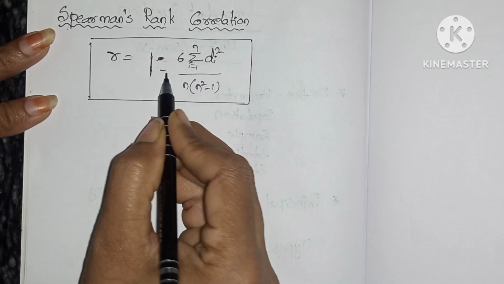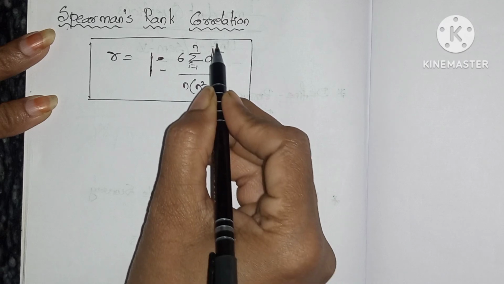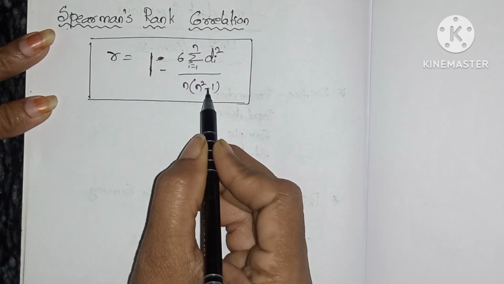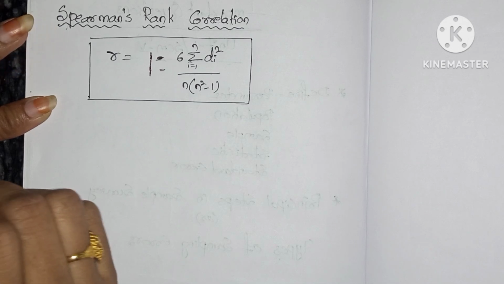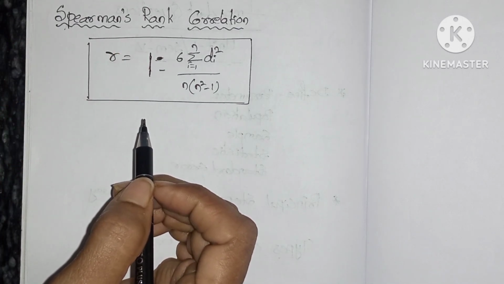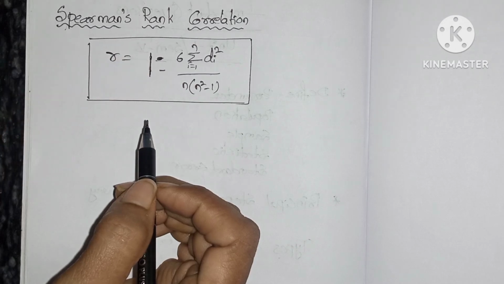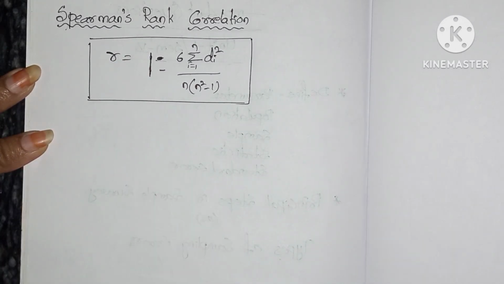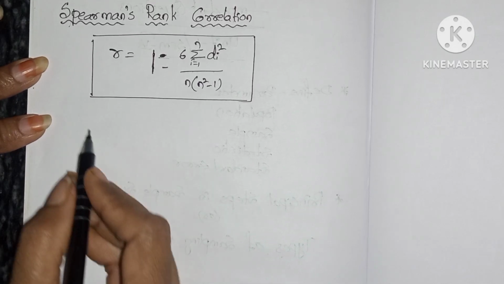1 minus, that means first you have to simplify this, and after getting this value you have to subtract it from 1. That is the meaning. So don't write it in the numerator. Like this you have to write. Now we are going to derive this formula. It is a very important question. So, proof.